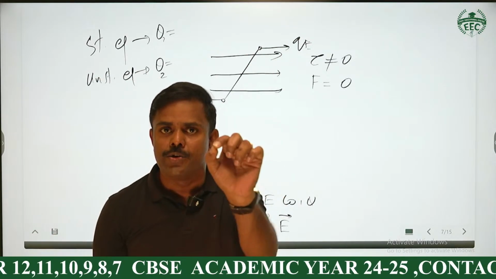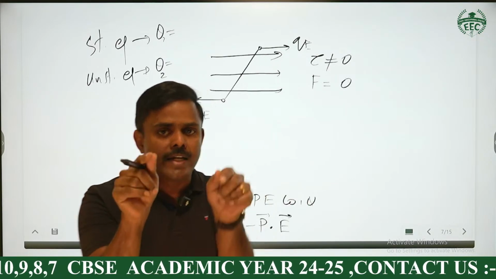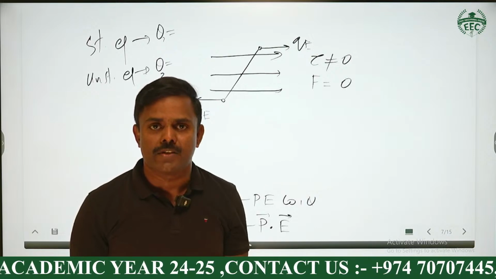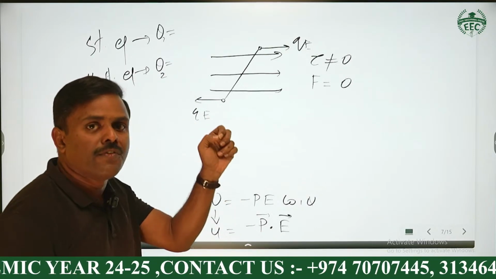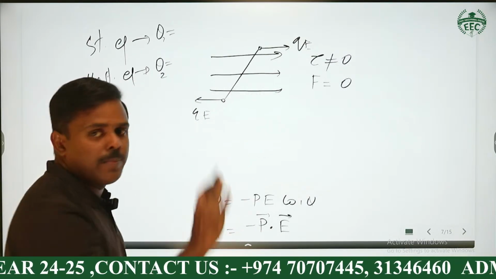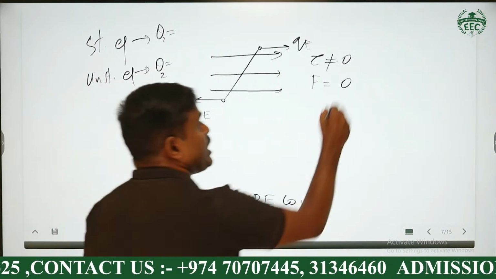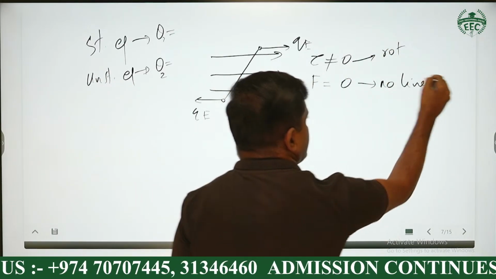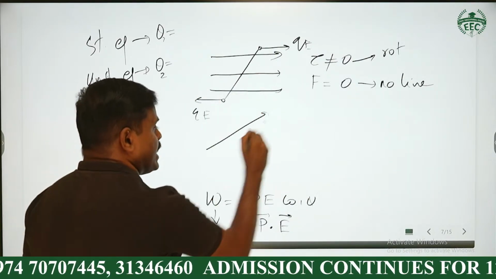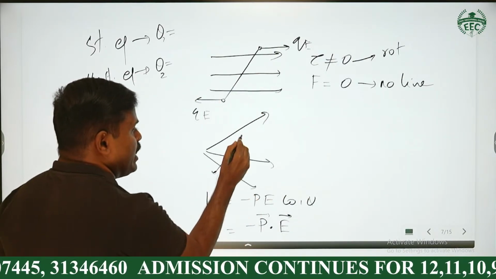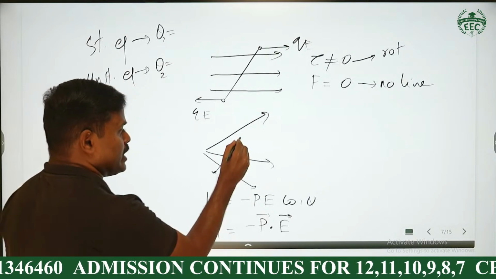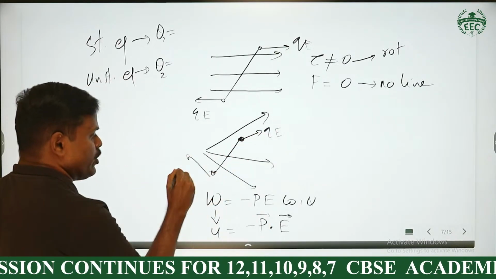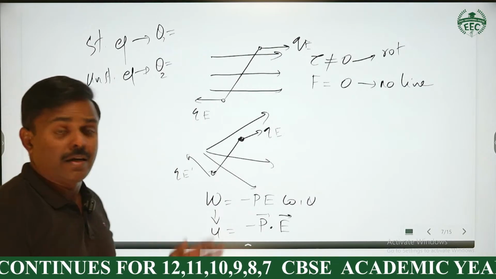So if kept in a uniform electric field, remember that word is important, the net force will be 0. Torque will not be equal to 0, which means there will be rotation but no linear motion. But on the other hand, if you keep a dipole in a non-uniform electric field, this force is QE, this force is QE dash, then the net work done is what?